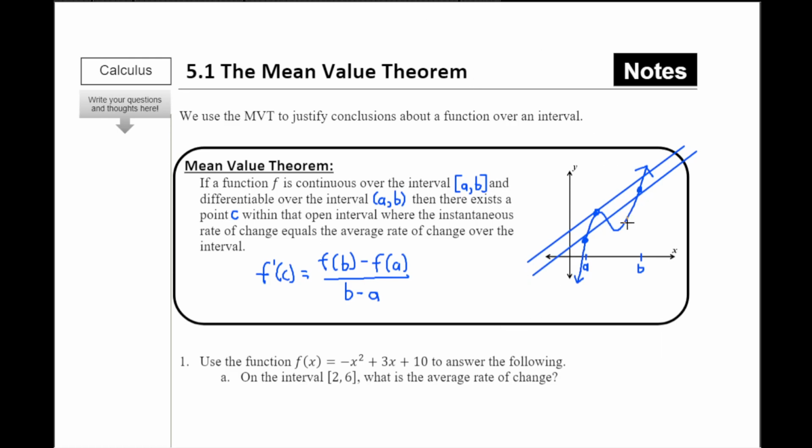There's also one other point right here. In this case, they're only guaranteed one, but in this case, there's more than one. You can see right here, if you drew another tangent line, the instantaneous rate of change is equal to the average rate of change over the interval.